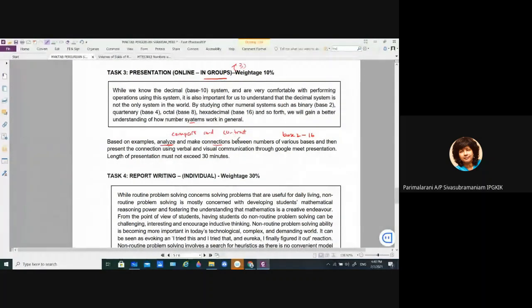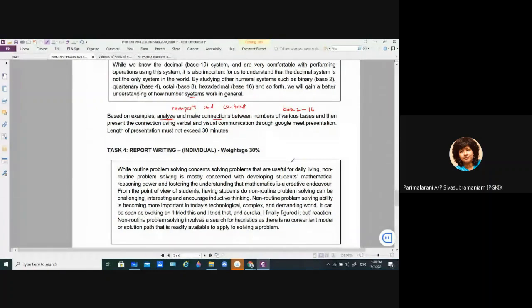So do you have any questions regarding task 3? Okay, so since you don't have any questions, we move on to task 4.